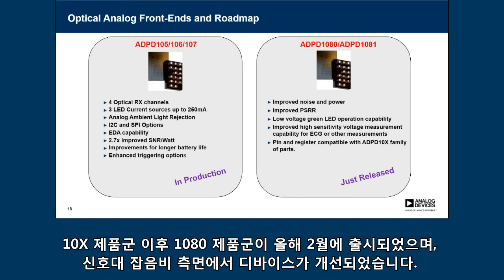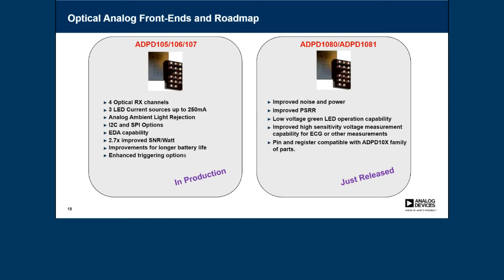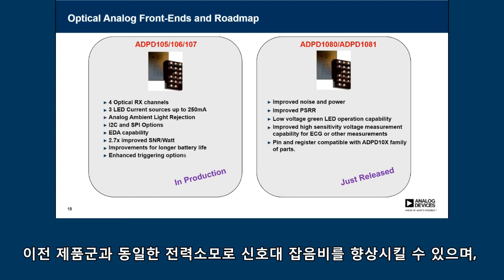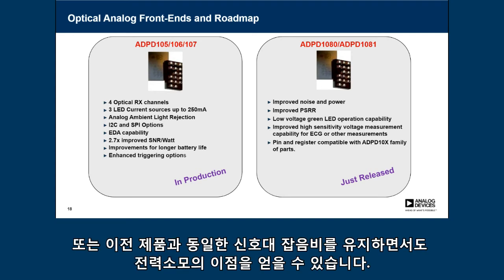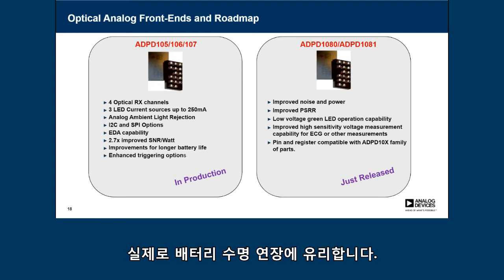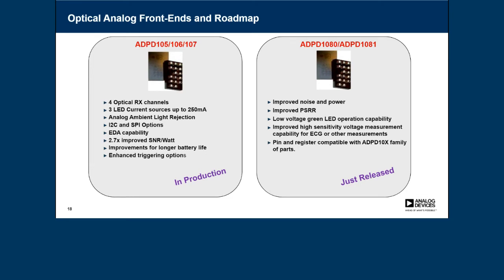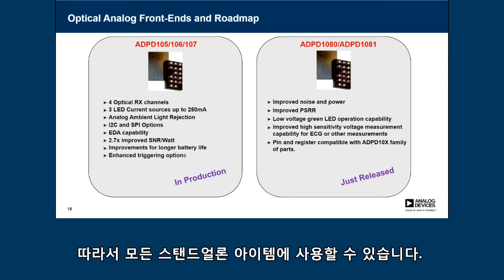After the 10X family, the 1080 family came to the market, which was released in February of this year, where we improved the device in terms of signal-to-noise ratio. So either you can improve your signal-to-noise ratio at the same power dissipation compared to the previous family, or you can stay at the same signal-to-noise ratio as the previous family, but then you have a benefit in power dissipation. So in fact, you have a longer battery lifetime. Both standalone front ends are available and can be used for new designs.